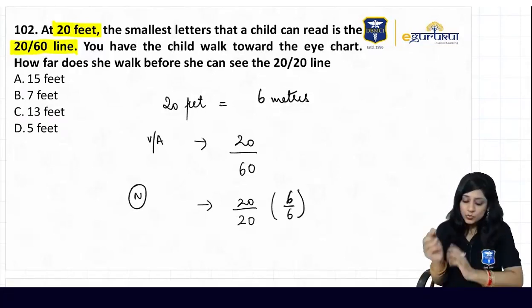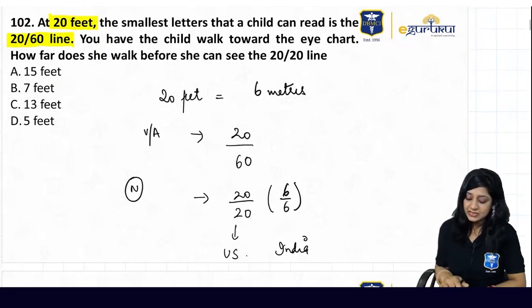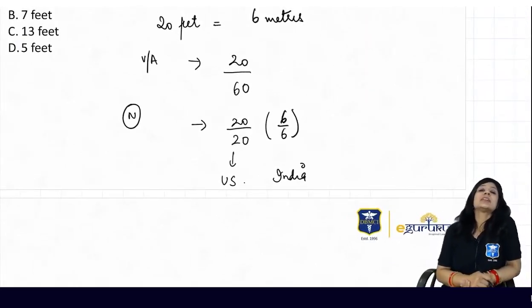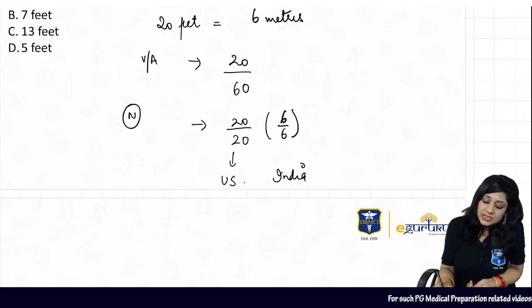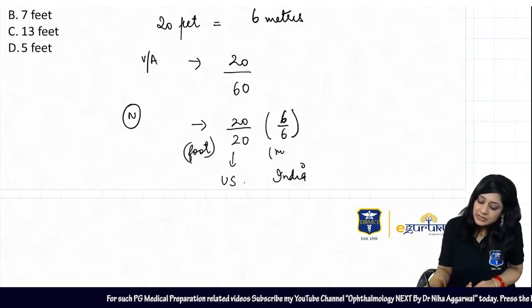So in the US, we take it as 20 by 20 foot. In India, we take it as 6 by 6 because in India, we are taking this distance in meters. In the US, we are taking it in feet. This is in feet and this is in meters.